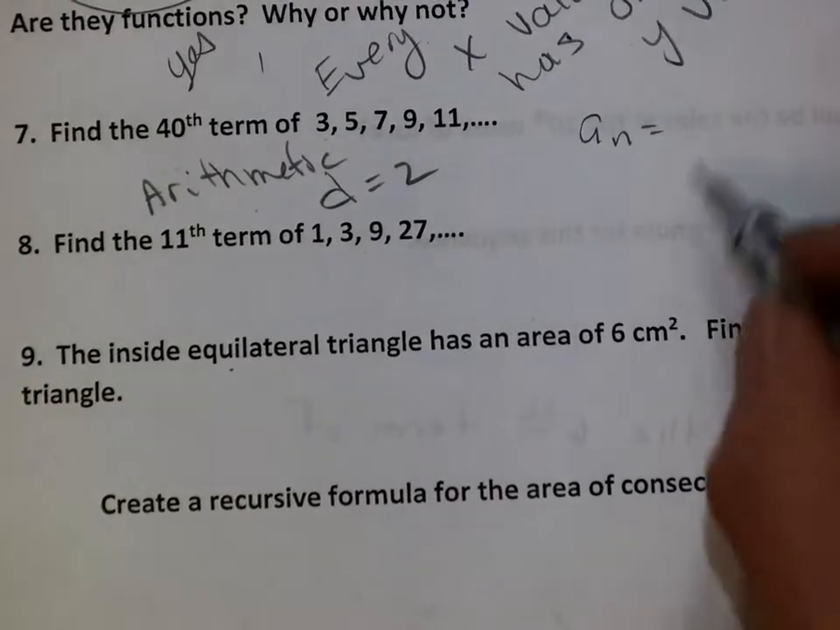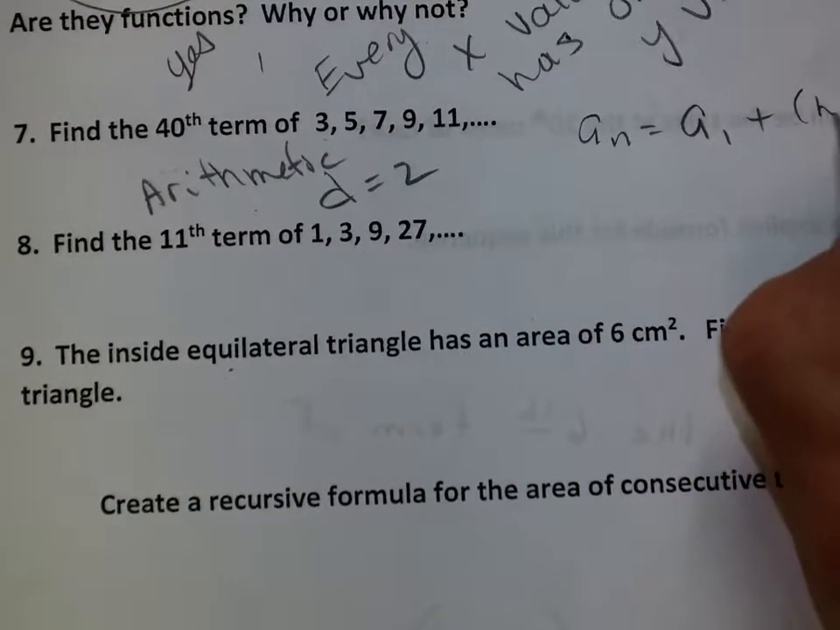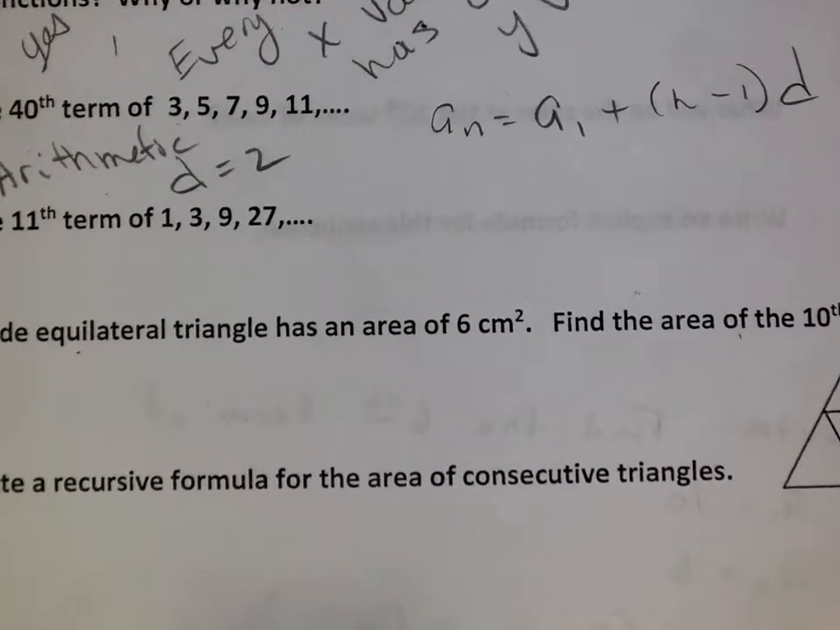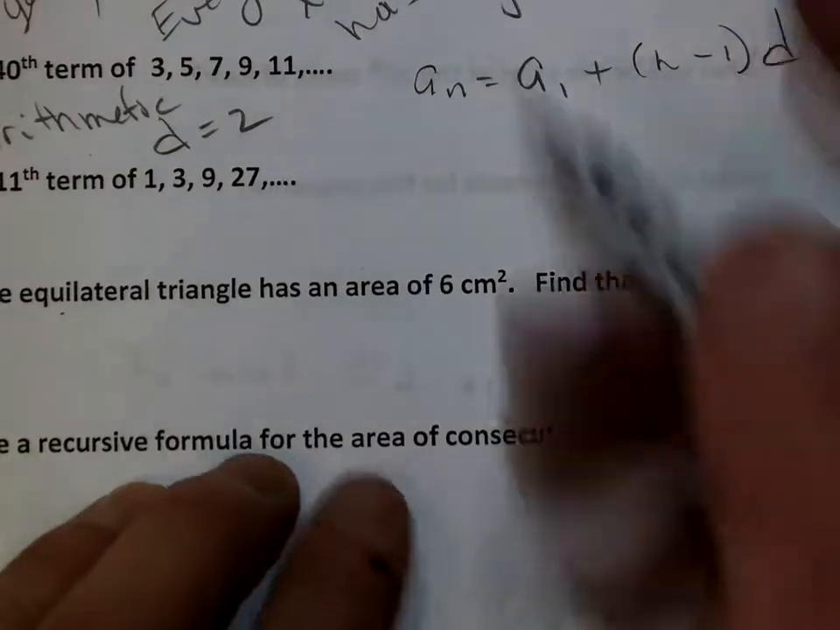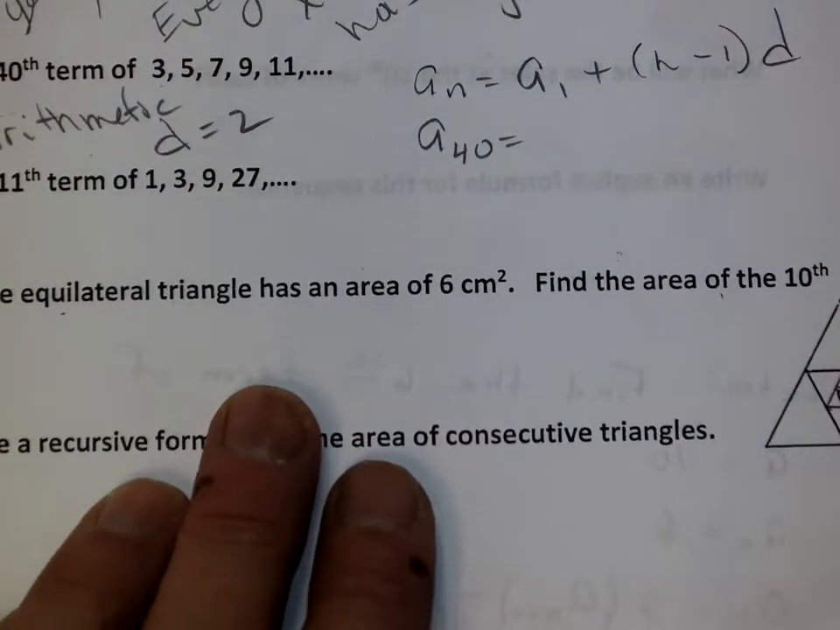A of n equals A1 plus n minus 1 times d. That's the formula we want to use, and it actually turns out to be a pretty easy problem if we use the formula correctly, okay? So we want the 40th term, right? So we want the 40th term.